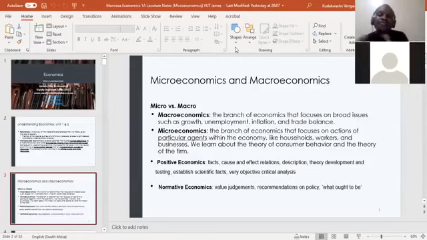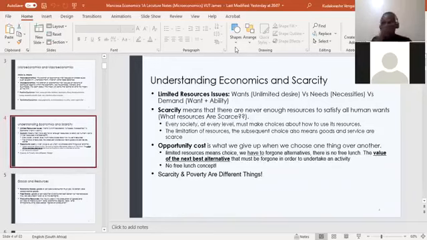So you have to be very careful when you are differentiating between positive economics and normative economics. But like I said, normative economics means value judgments, recommendations, or when you see the statements "it ought to be", or "what ought to be", or "I think", something like that. So those are what we call your value judgments. Okay. So we have defined economics. We've talked about the branches of economics.